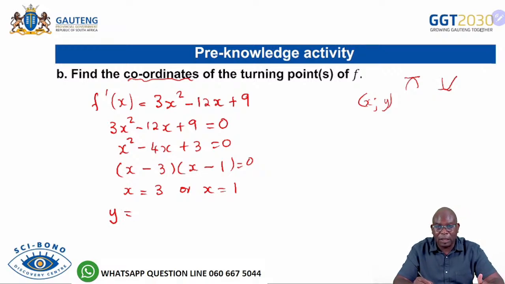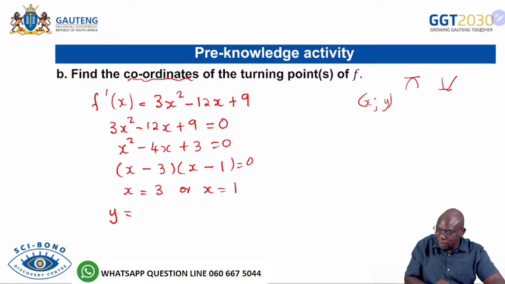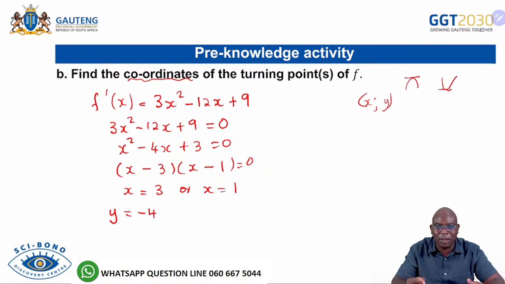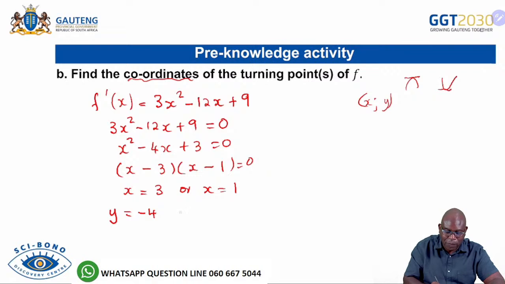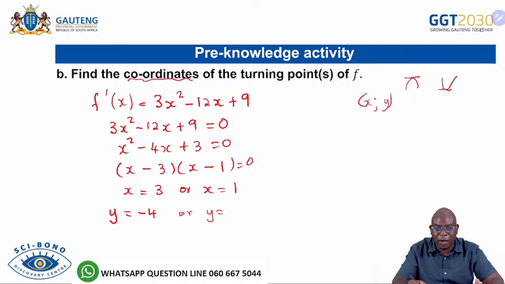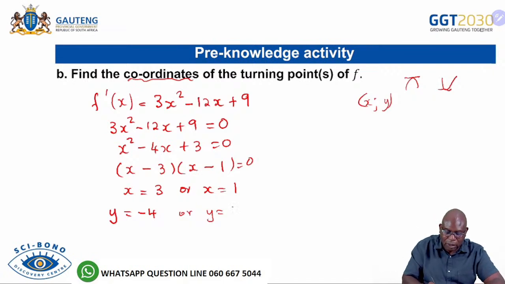If I take the 3 and substitute it into the original equation, that's where I'm going to get a coordinate of x and y. So how do I get that? If I substitute that one, I'm going to get a -4. So if you take your calculators and punch in 3 into the original equation, the value of y will be -4. If I take a calculator again and punch in 1 in the place of x in the original equation, the answer that I'm going to get there will be 0.